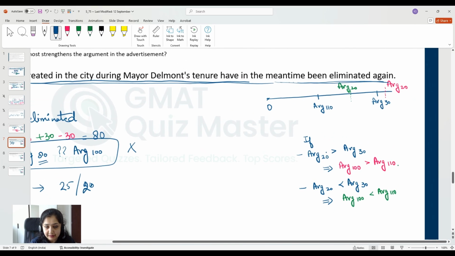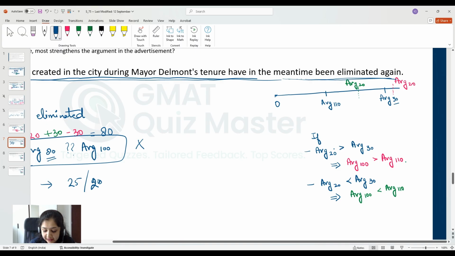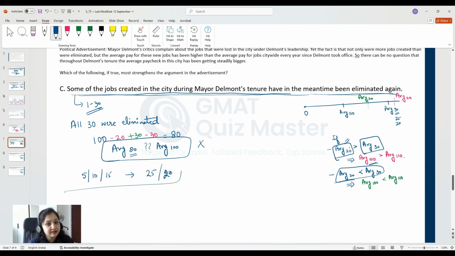Here, in our example, we have considered a number 30. Even if that number is reduced to 25 or it is reduced to 20, the logic still remains the same. If the average of the jobs that were lost is greater than the average of the jobs that were created, whether it is 30, 25, or 20, irrespective of that, then the average of the existing 100 jobs that were there earlier would be greater than the existing scenario, and the conclusion will fail. If the reverse is true, the conclusion will be strengthened, it will be true. So irrespective of the number of jobs that were eliminated in this scenario, our logic remains the same.